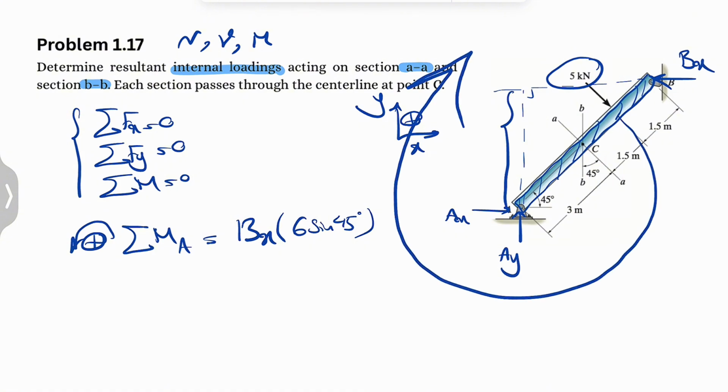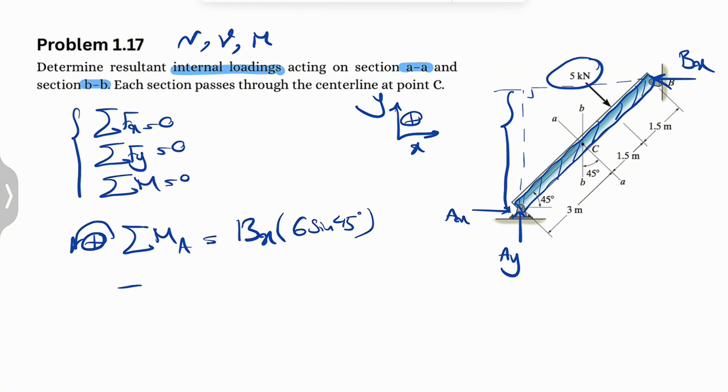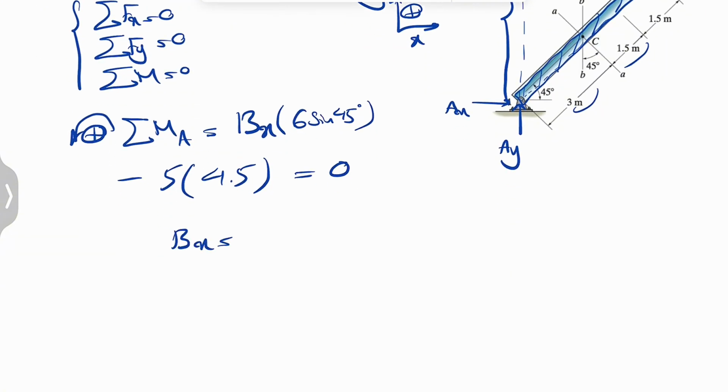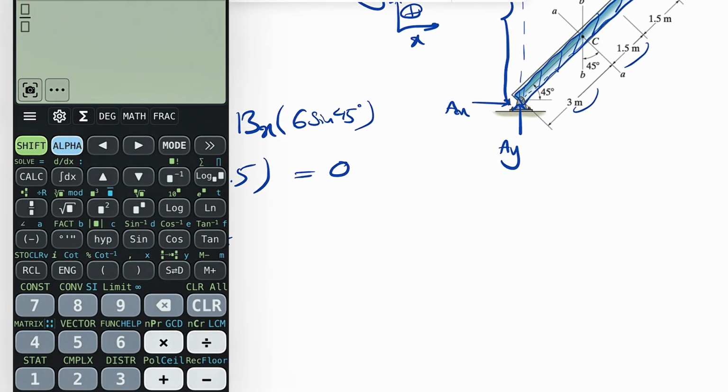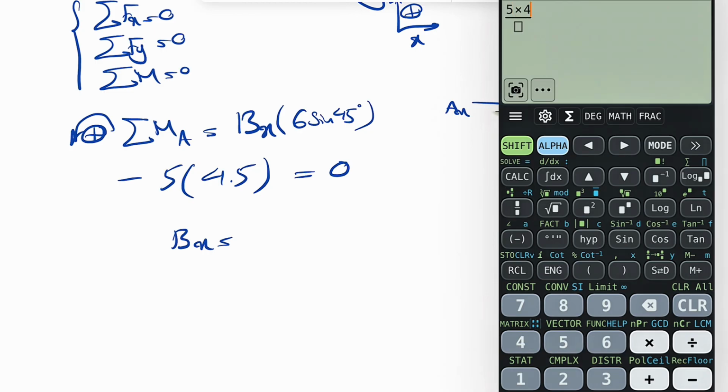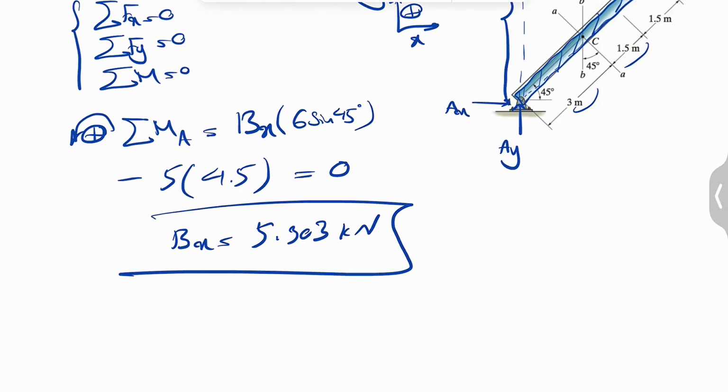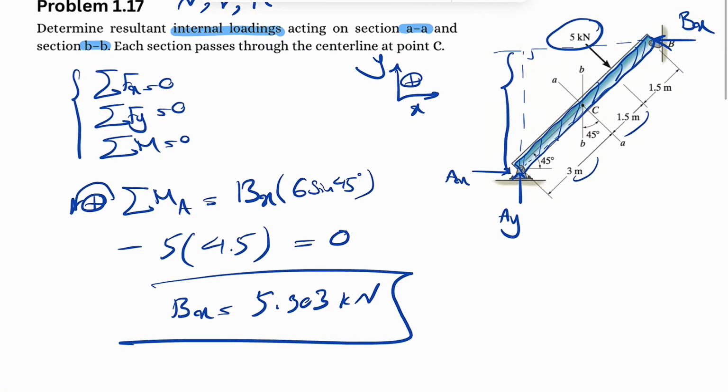And we also have the moment of the 5 kilonewtons. This one, as we can see, is clockwise, so negative 5 times the vertical distance from A to the line of action, which is 3 plus 1.5, so 4.5, equals 0. That's going to give us Bx. So we have a ratio with 5 times 4.5 in the numerator and 6 sine 45 in the denominator, so Bx will be 5.303 kilonewtons.